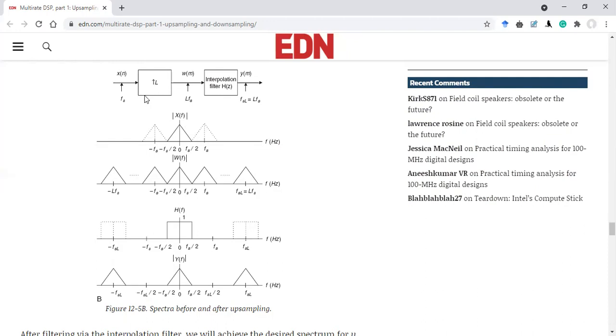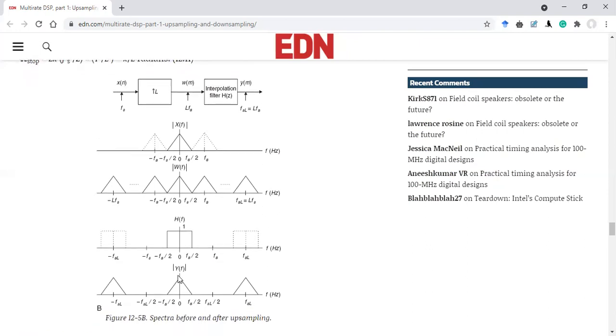Then if you pass it through the upsampler, the signal starts to fold up in normal frequency. This is in terms of the output frequency. So the signal starts to fold up, and then it is passed through a filter block, and this is the output that we get.